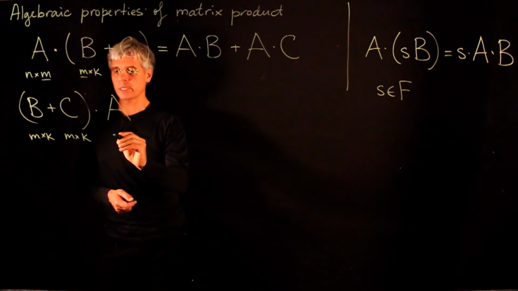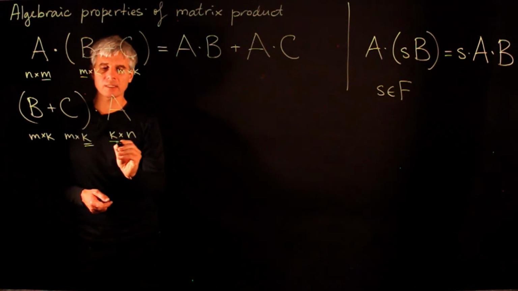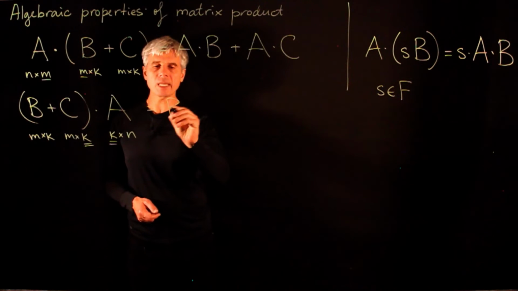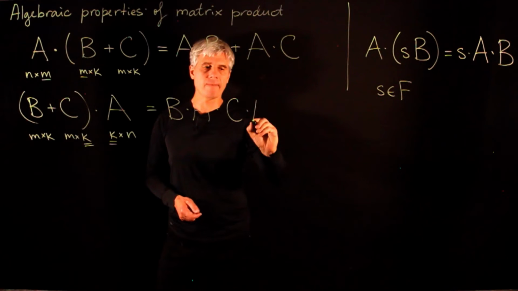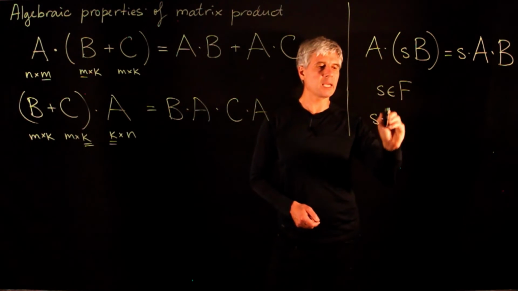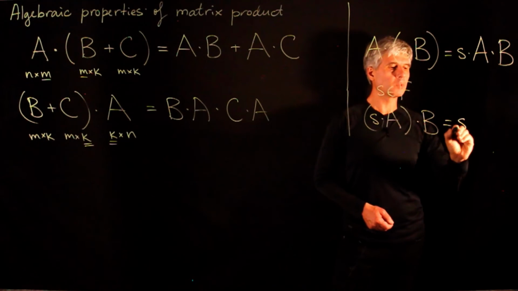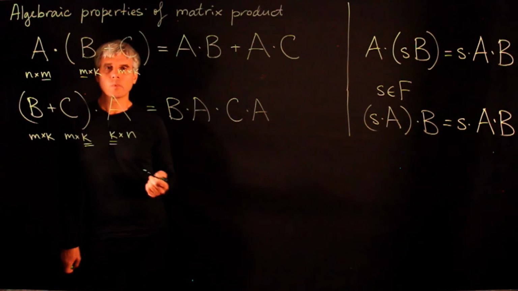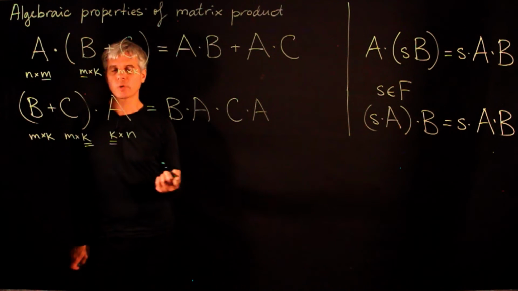Now this matrix A must have size k by n, right? So now we have to have these dimensions matching. Then this is equal to B times A plus C times A. And likewise, S times B times A is equal to still S times B times A. So we also have special matrices that play the role of numbers 0 and 1.